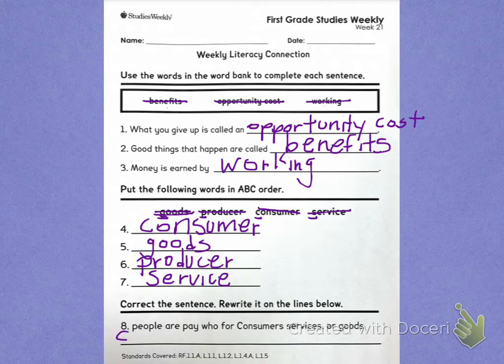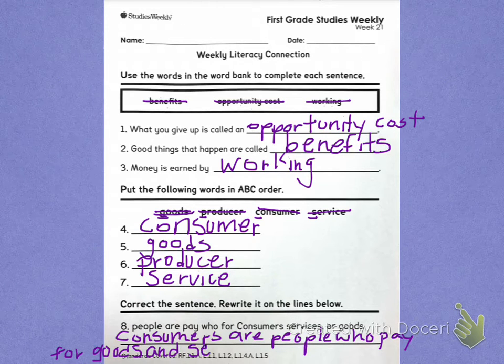Alright, so the sentence should have been: consumers are people who pay for goods and services. And guys, excuse my handwriting. So consumers are people who pay for goods and services. Period.